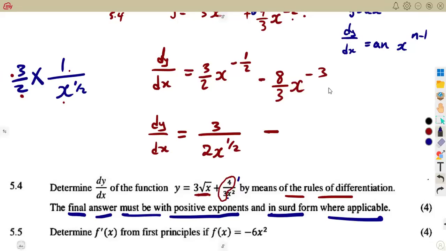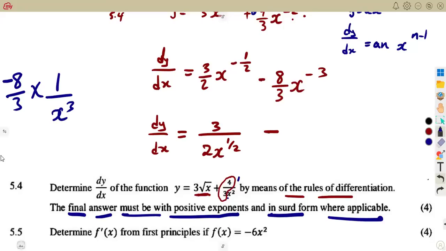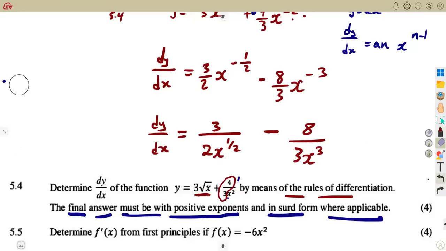Minus, here you do the same thing. This one, x to the exponent of minus 3, is on its own. So we've got minus 8 over 3 times this one on its own. How do you get rid of a negative? 1 over x to the exponent of 3. So numerator to the numerator, it will be minus 8 over what? The denominator to the denominator. So that's 3x to the exponent of 3. So we have positive exponents.